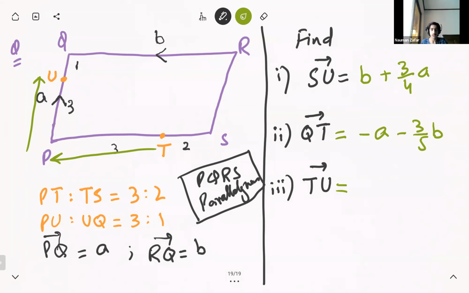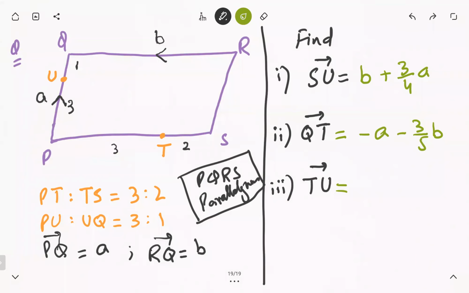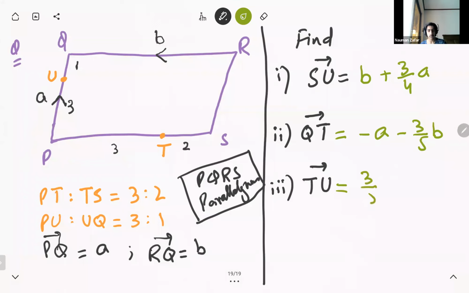It would be minus... Sorry? देखें TP? TP 3 पार्ट्स हैं और फुल 5 पार्ट्स हैं. So TP would be minus 3 over 5 a. Why did you put minus here? Oh wait, it's going in the right direction, so it's 3 over 5 b. Yes, you are moving with the direction of b, so it should be positive. So TP would be positive 3 by 5 b.